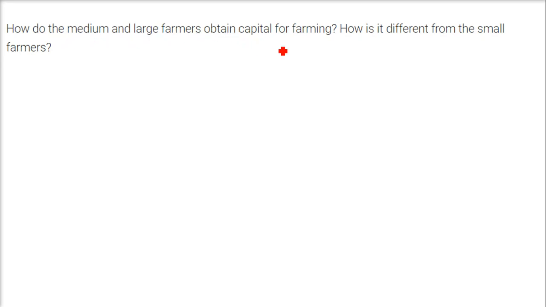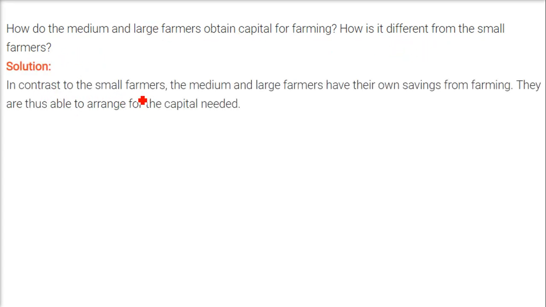How do the medium and large farmers obtain capital for farming? How is it different from the small farmers? In contrast to small farmers, the medium and large farmers have their own savings from farming, so they are able to arrange the capital needed. Medium and large farmers have at least 2 hectares or more of land, and some may have 10 hectares. These are medium and large farmers, because they have a good amount of land.